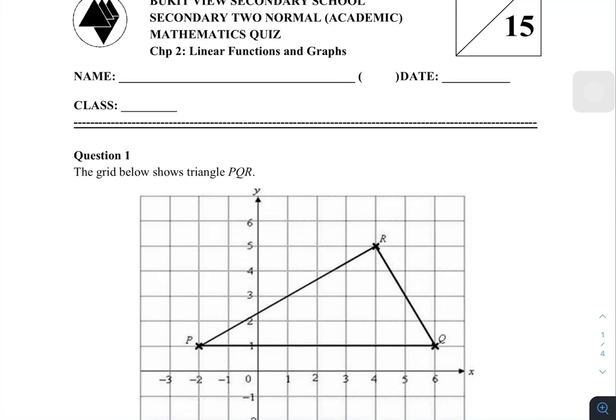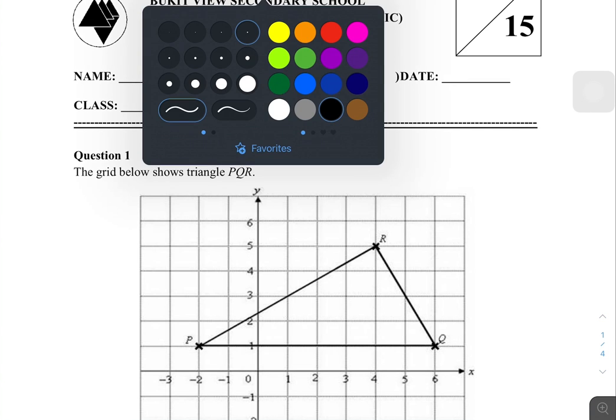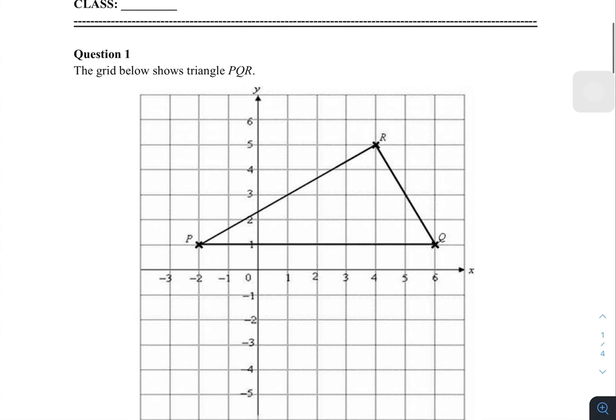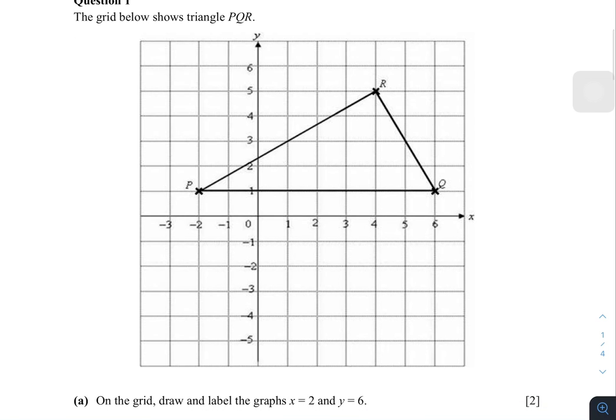Okay, hello everyone. Today in this video we're going to talk through the checkpoint for chapter 2 on linear functions and graphs. This is a really easy topic. All you need to do is pay really close attention to what we are doing, and I think you should be doing just fine, because based on graphs, there's nothing much to be tested except for reading, doing some basic calculations and so on.